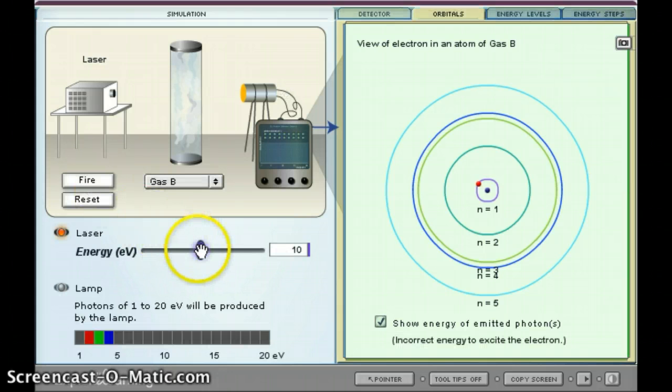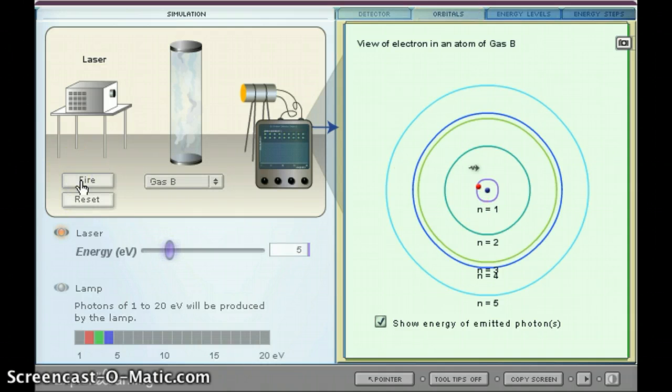Let's go up to 10. So all of these that worked the last time aren't having any effect on this sample at all. Let's drag this back down to 5 or 6. And notice 5 is an energy that affects this electron. So that tells us that each different kind of atom is going to be affected differently by different amounts of energy.